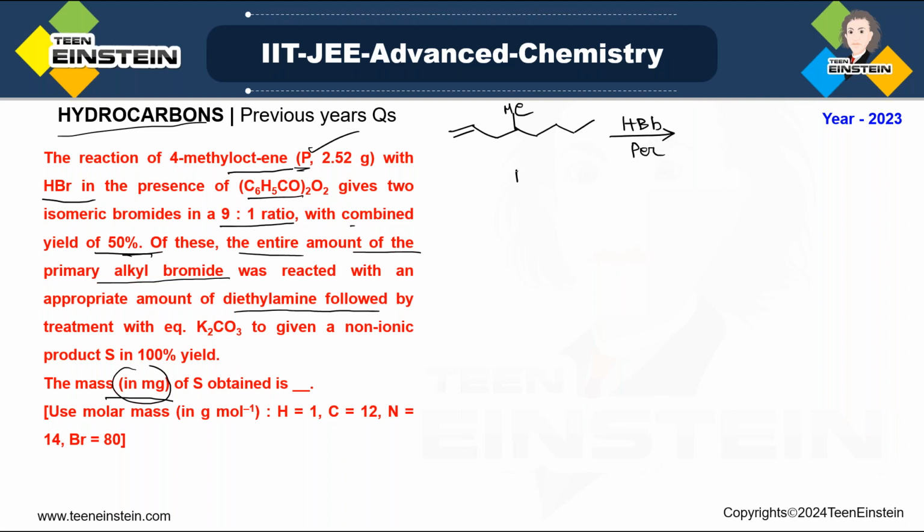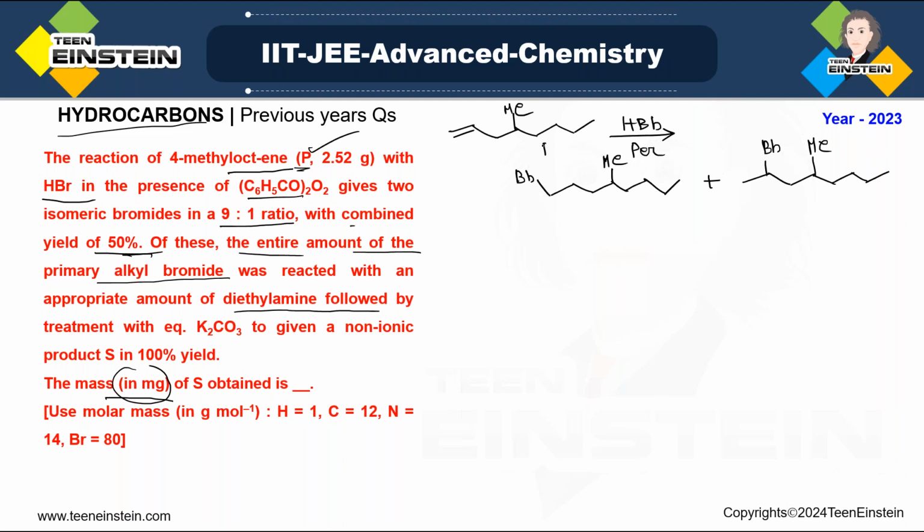So the major product will be this one, where bromine will be at the terminal position. 1, 2, 3, 4, 5, 6, 7, 8. And at the 4 position there is a methyl group. So this is the major product, but we will also draw the minor product. In the minor product, bromine will be added here. So this is the 4th position, the methyl group is here.